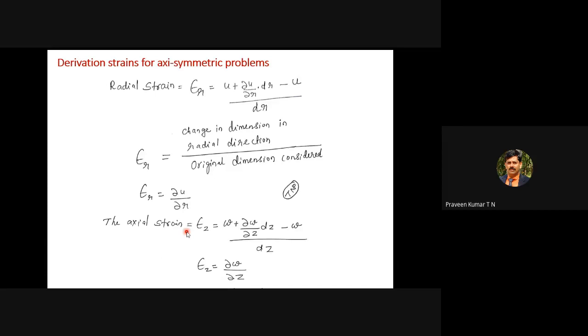It is an axial strain. It is not a radial strain. This strain is along the z direction. Imagine we have a long pipe carrying a high pressure fluid. The axial direction is the longitudinal direction. So one strain is along the radial direction, and one more strain is along the longitudinal direction. The strain along the longitudinal direction is given by del W by del Z. The strain along the R direction is given by del U by del R. Normally you write epsilon x equal to del U by del x, epsilon y equal to del V by del y. In the similar way, epsilon R is del U by del R, and epsilon Z is del W by del Z.